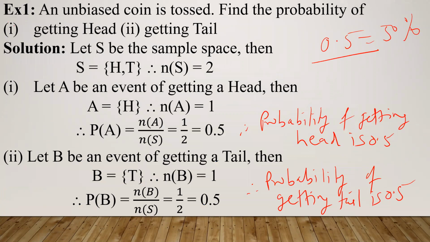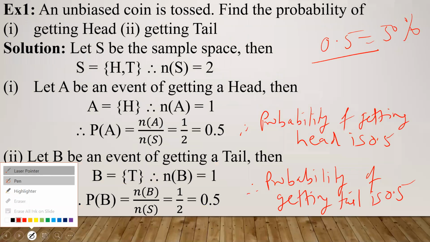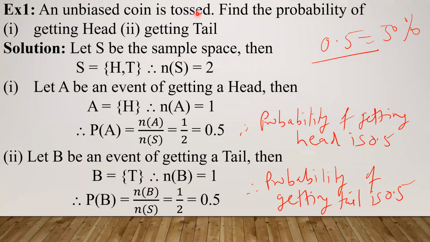Now here I have solved some problems. Look at the first problem. An unbiased coin is tossed. Find the probability of getting head and getting tail. Probability means chance. So if you toss the coin, what is the chance of getting head and what is the chance of getting tail? That is what we have to find out.